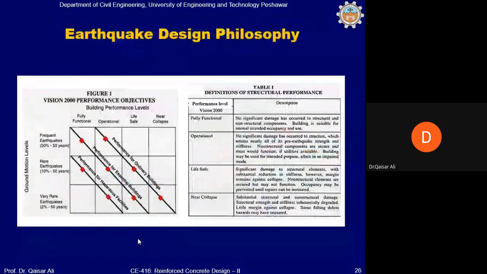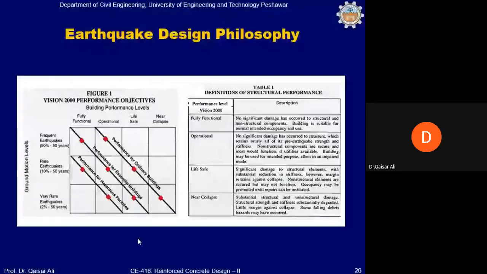Next is the earthquake design philosophy. In the earthquake design philosophy, we will try to explain how we design our buildings against earthquake forces. How should we design our buildings against earthquake forces? For example, one can say that we should design our buildings against earthquakes such that no crack occurs in the building. Others can say that, okay, we will allow some cracks and so on.